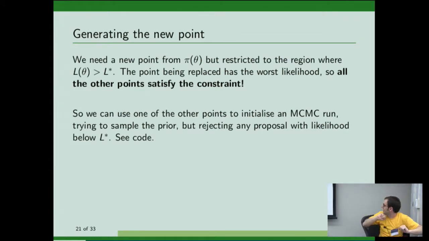So the procedure is that you can just clone one of those points that automatically satisfies the constraint, and then you can do a little MCMC run for a few thousand iterations or something, trying to sample the prior, but you just reject any proposal that would take the likelihood below the constraint that you need to satisfy. That's the method that I've implemented in the little code that is in the repository.